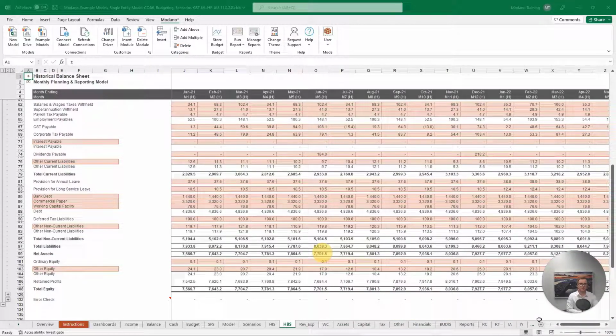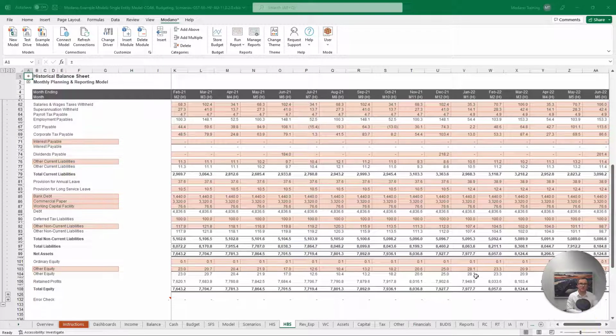If we scroll across our time series until our most recent historical month, that being June 22, we can see that we have our closing balances here, and if we're looking at bank debt, for example, we can see we have a closing balance of 1440.0 for the month of June.